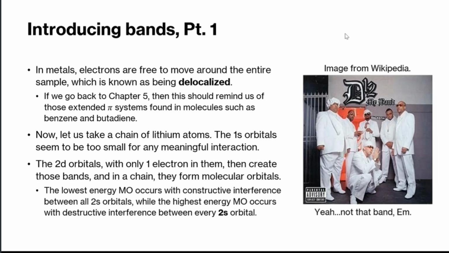Since we have the concept of electrons being delocalized in metals, that should remind us of these extended pi systems. Now, let's take a chain of lithium atoms. Lithium has 2 electrons in the 1s orbital and 1 electron in the 2s orbital. I accidentally put 2d there. If you take a chain of them, the 1s orbitals are too small for any meaningful interaction. So only the 2s orbitals can create meaningful interactions.